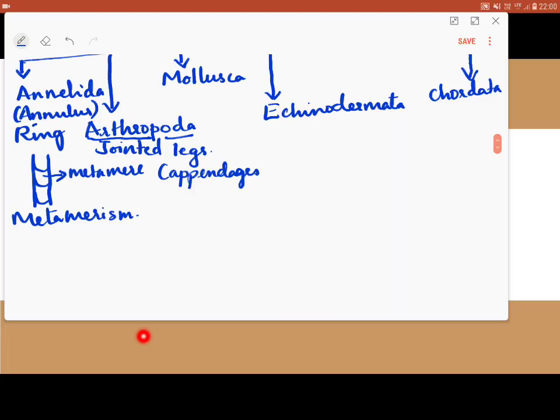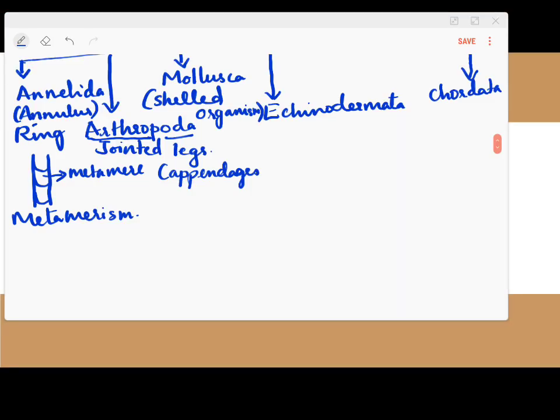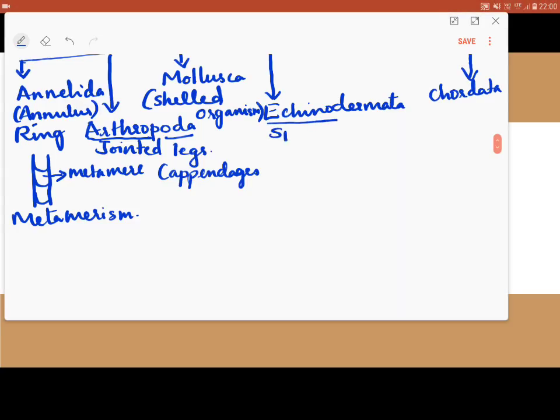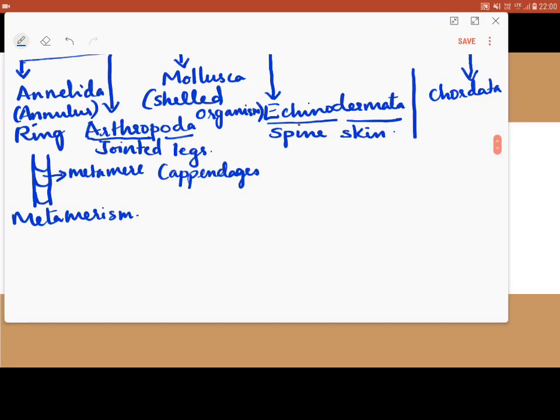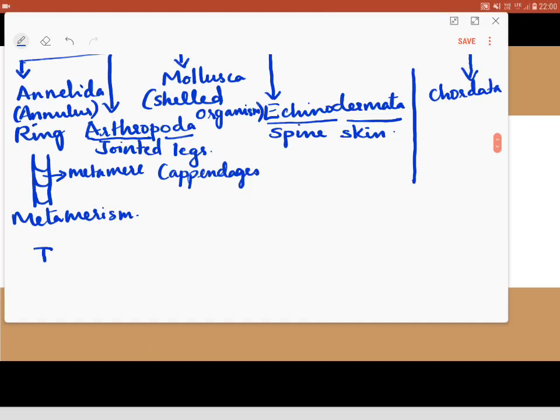Next thing we are going to learn is Mollusca. These are shelled organisms. The next phylum is Echinodermata. Echino means spine. Dermata means skin. So, spiny skinned organisms. Till here, all these organisms are classified as invertebrates or non-chordates.